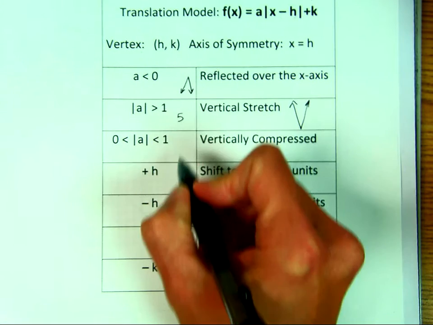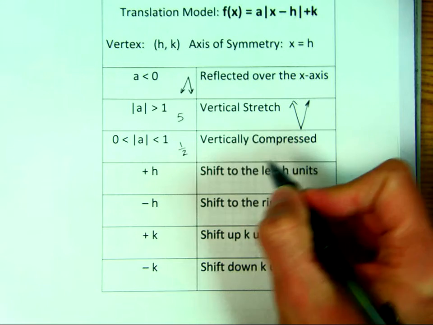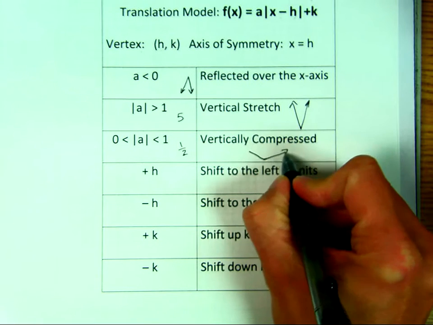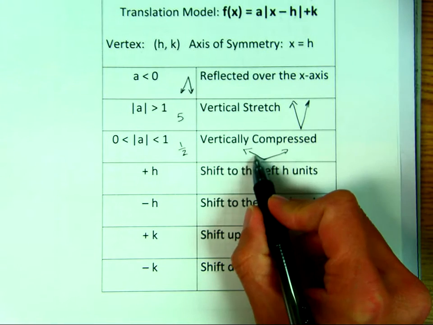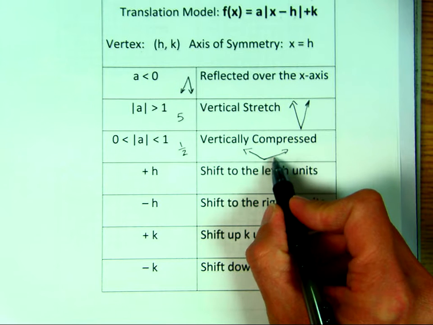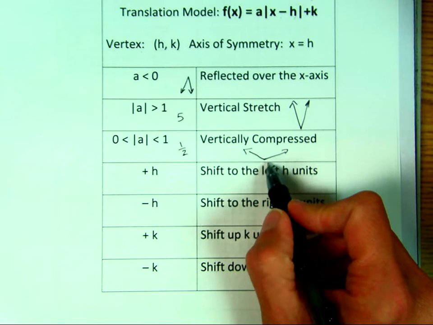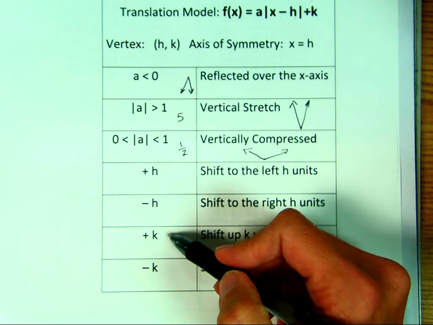okay, so up here we gave an example of 5. Let's say this one said 1/2. It compresses it. It kind of pushes it down. So this side would be a -1/2 slope. This side would be a positive 1/2 slope. We've talked about that. And now on to h and k, which we have not done at all.